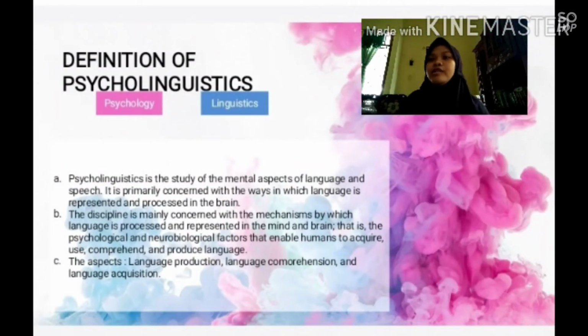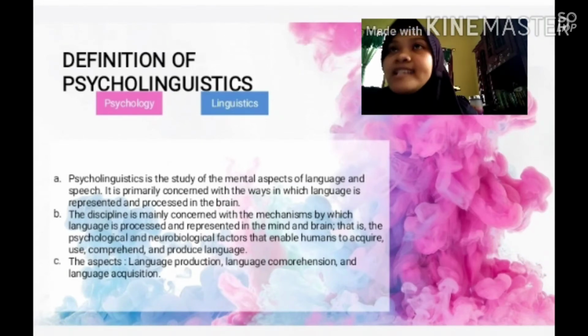Now I want to explain to you about psycholinguistics. Psycholinguistics is the study of the mental aspect of language and speech. It is primarily concerned with the ways in which language is represented and processed in the brain. The discipline is mainly concerned with the mechanism by which language is processed and represented in the mind and brain. That is, the psychological and neurobiological factors that enable humans to acquire, use, comprehend, and produce language.